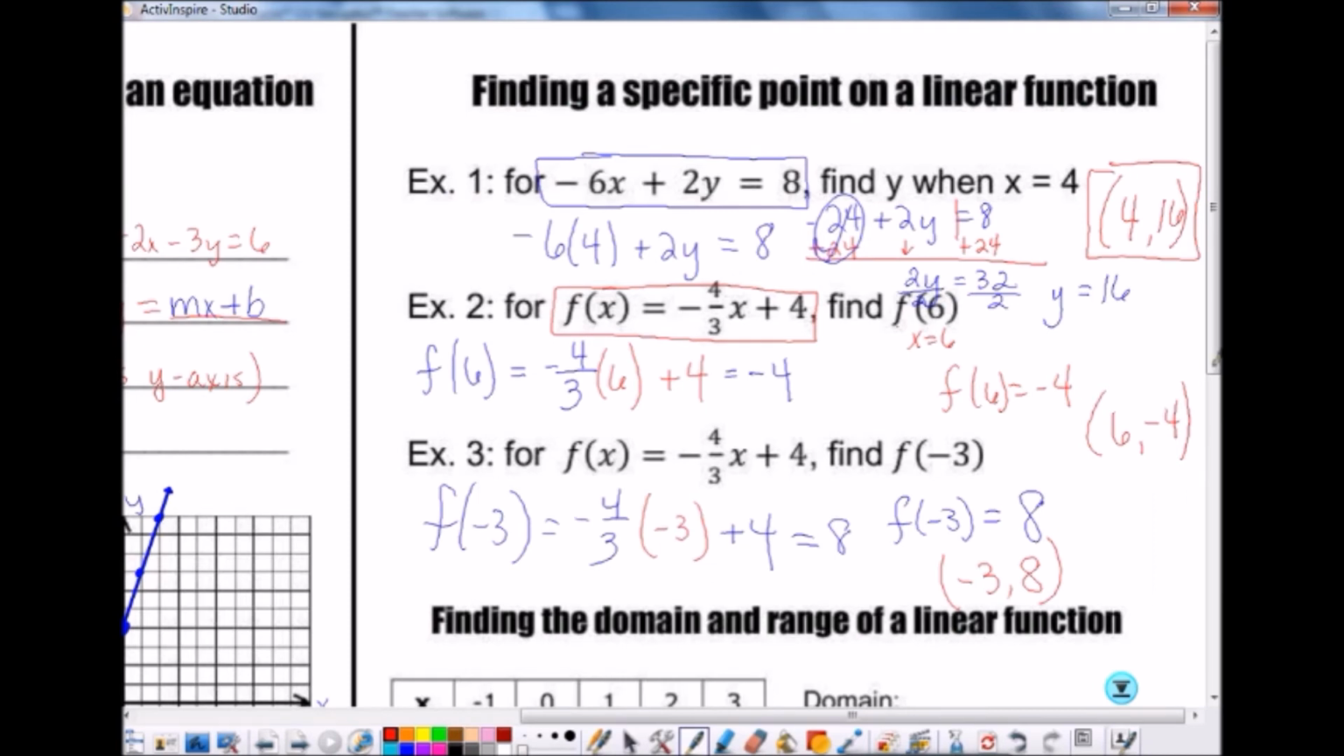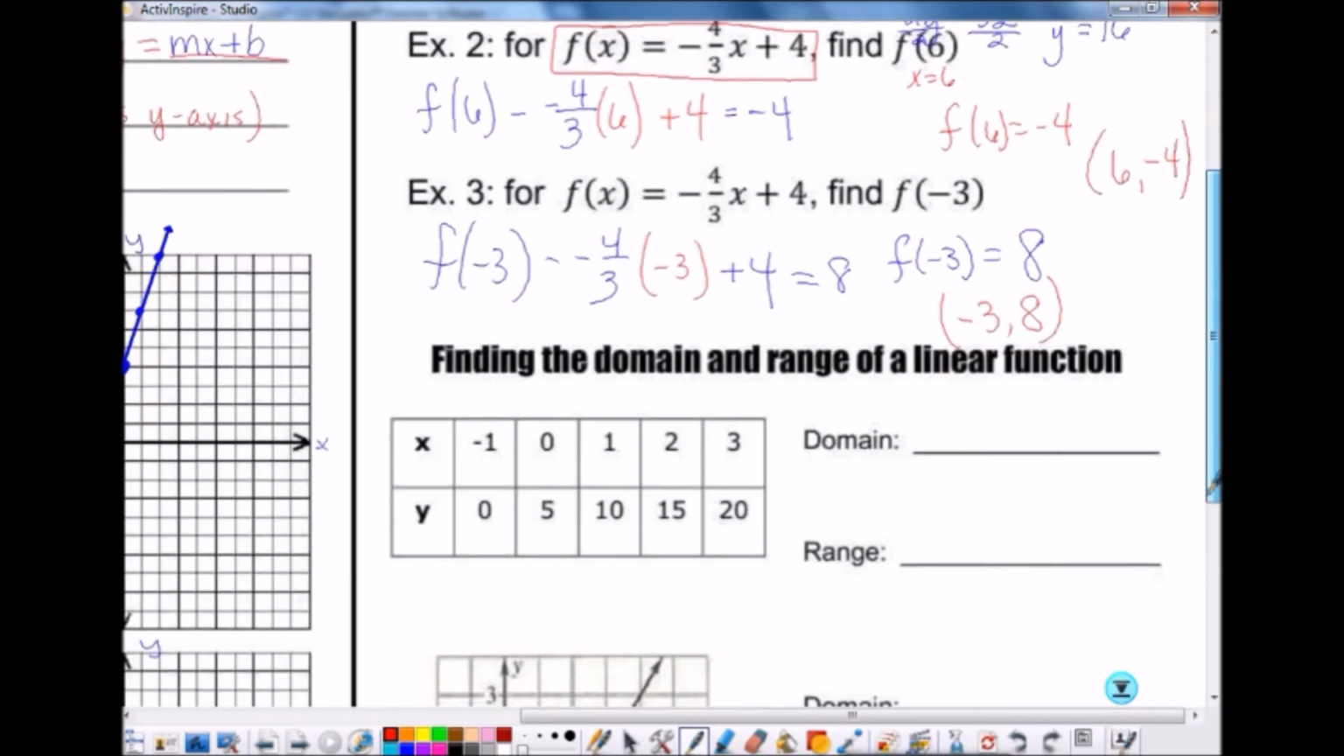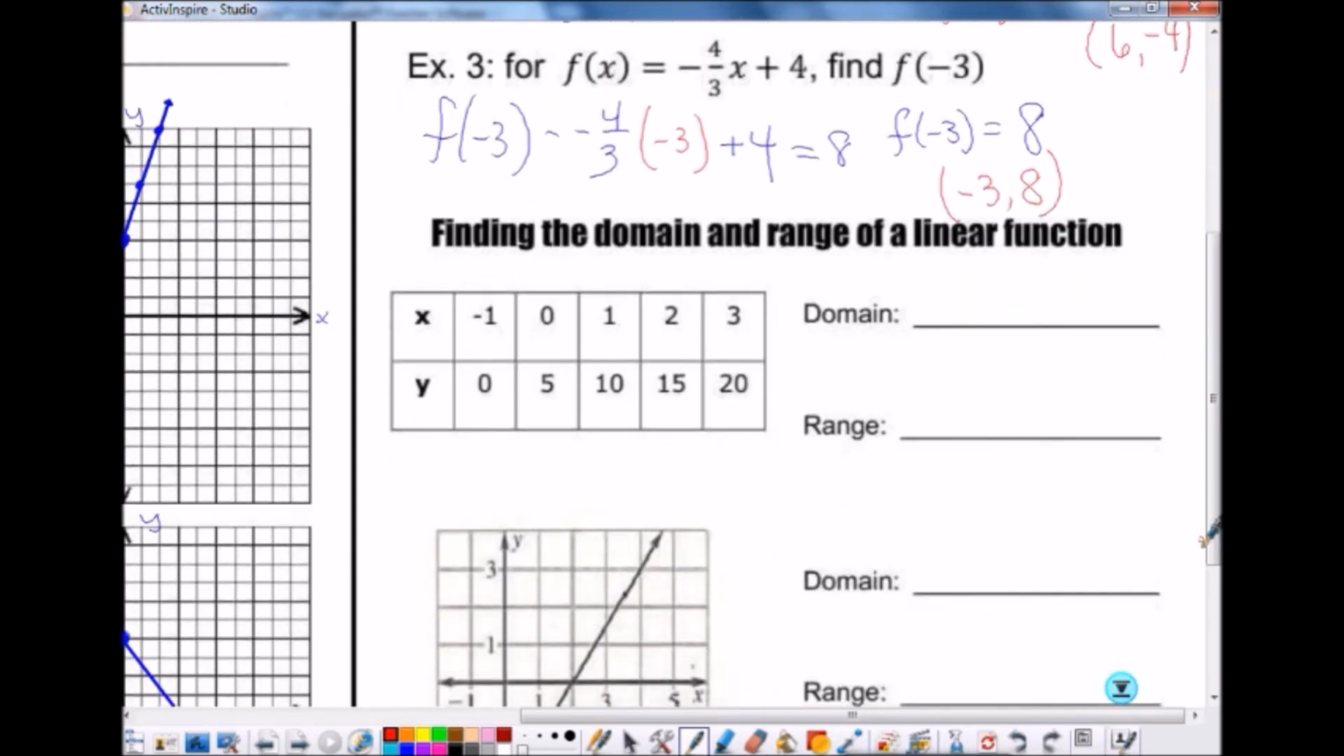Now let's review and let's talk about the domain and the range. Do you remember what the difference is? That's right. The domain are all of your x values. The range is all of your y values.